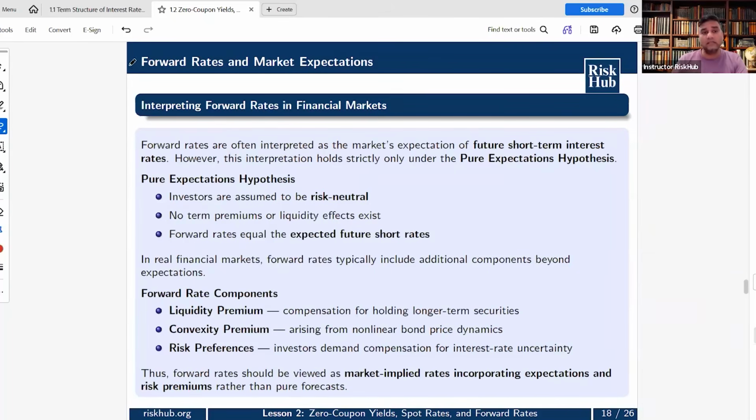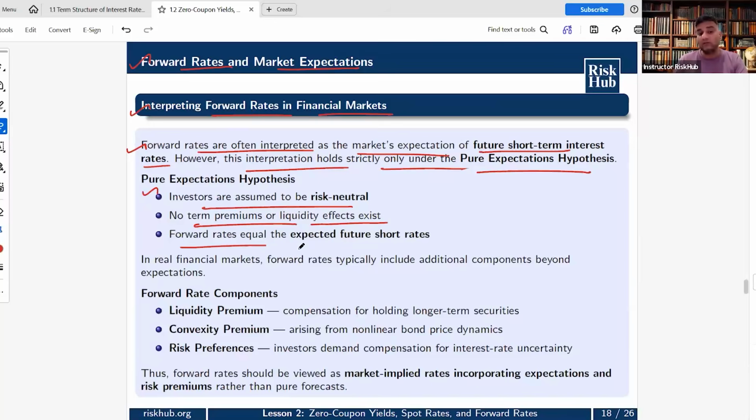Then we have slide number 18, which is forward rates and market expectations, interpreting forward rates in financial markets. Forward rates are often interpreted as the market expectation of future short-term interest rates. However, this interpretation holds strictly only under the pure expectations hypothesis. Under the expectations hypothesis, investors are assumed to be risk neutral, and no term premiums or liquidity effects exist. The forward rate equals the expected future short rate. In real financial markets, this does not hold exactly.